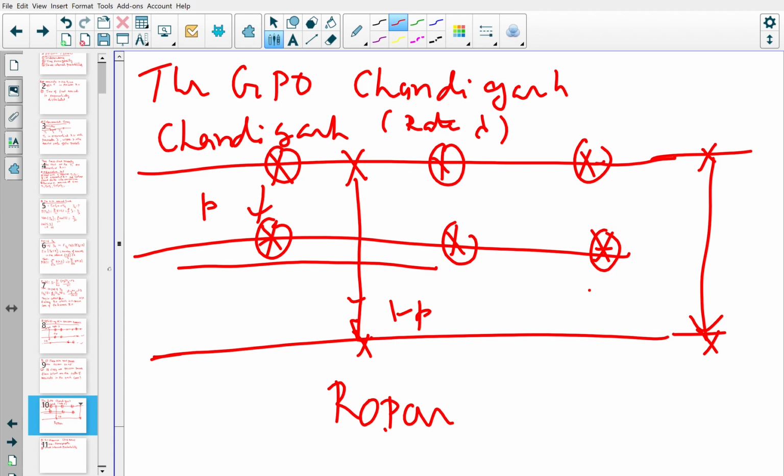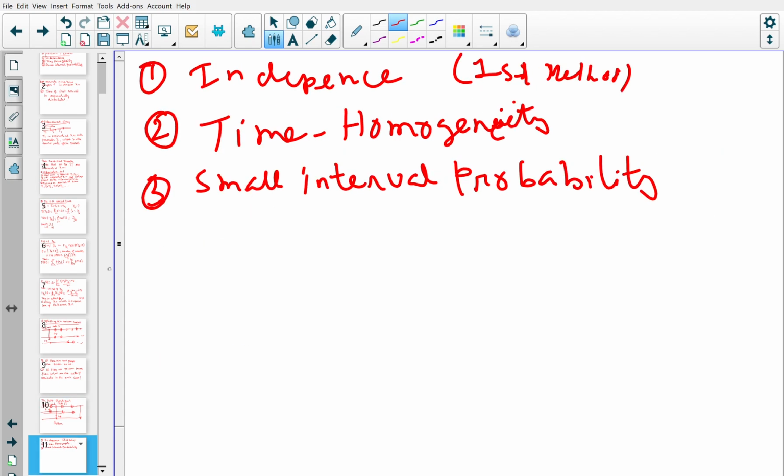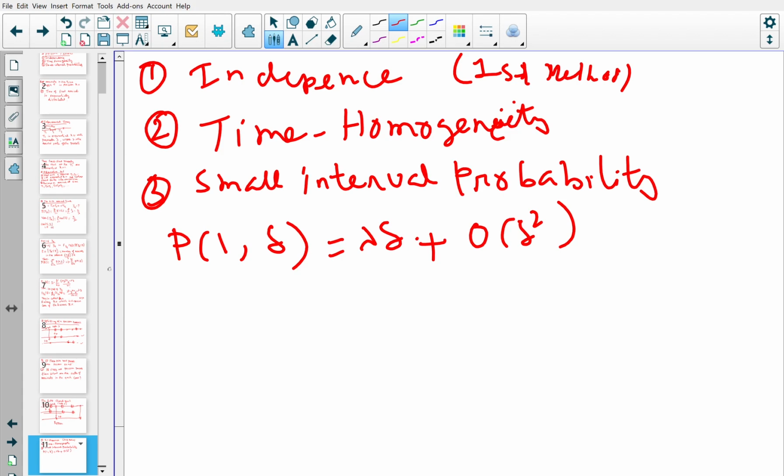So in the first one, the local one, what happened? The probability that there is one arrival in a small time delta was what? Lambda delta plus higher order terms. So this is the probability for the original one. Now the new one.